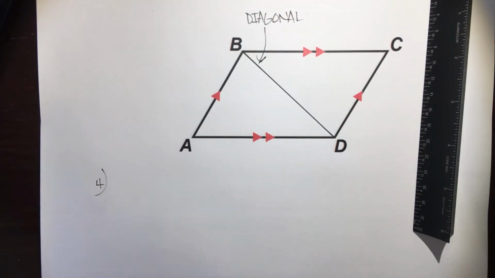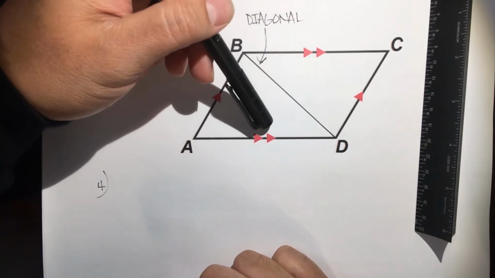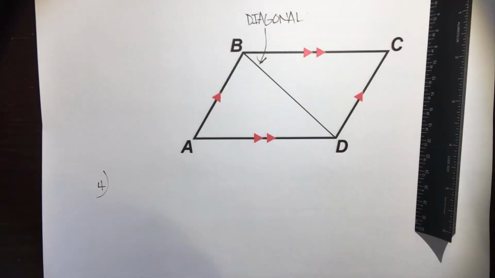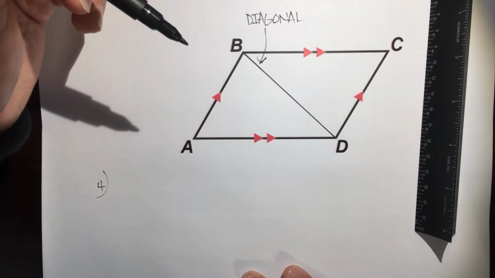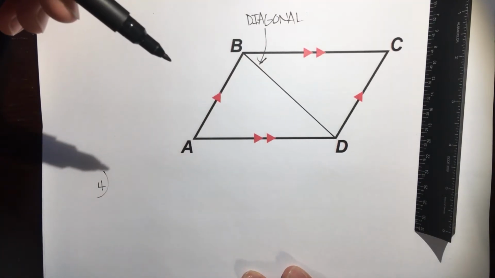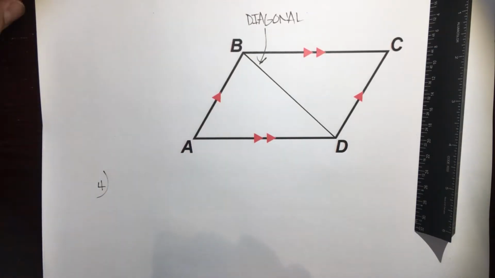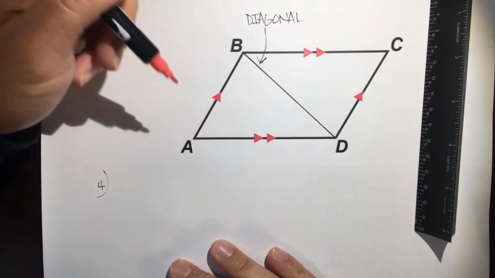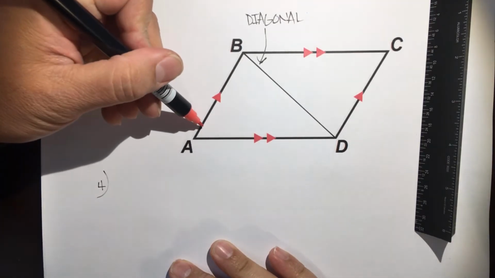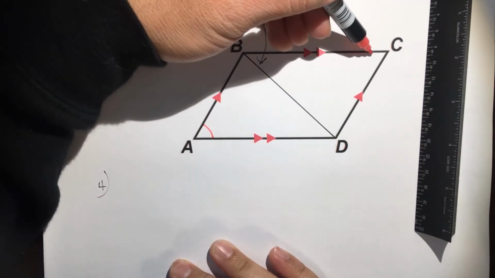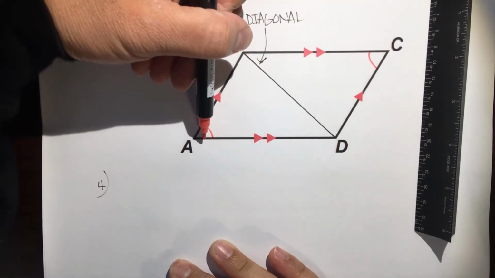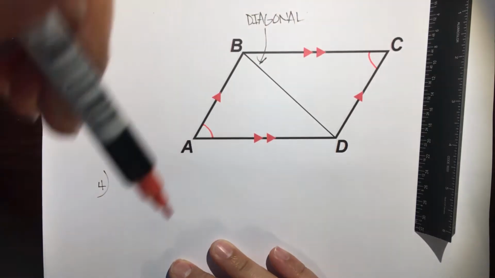Okay, so what are we going to do with this diagonal? Well, what does this diagonal do? It creates 2 triangles. And so what's the deal with these 2 triangles? Well, first off, it's going to help us look at some things. Look at this triangle right here. Because we know fact number 3, opposite angles are congruent, I could put an arc here, and I could put an arc right here to say that angle A is congruent to angle C.